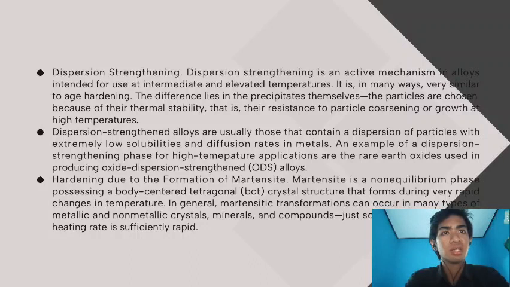Dispersion strengthened alloys are usually those that contain a dispersion of particles with extremely low solubilities and diffusion rates in metals. An example of a dispersion strengthened base for high temperature application is the rare earth oxides used in producing oxide dispersion strengthened or ODS alloys. In these ODS alloys, the solubilities of both the rare earths and oxygen tend to be very low in typical matrix, and the diffusivities of the rare earth elements are also slow.